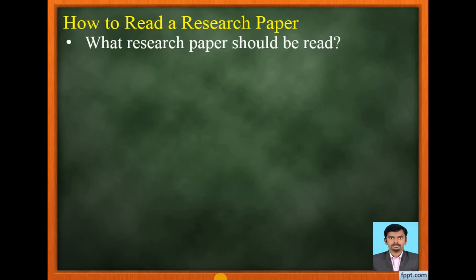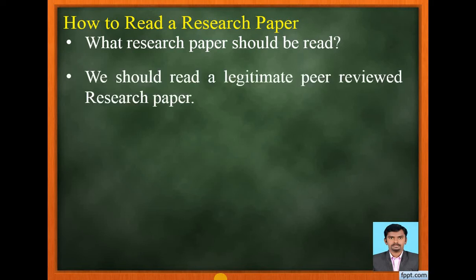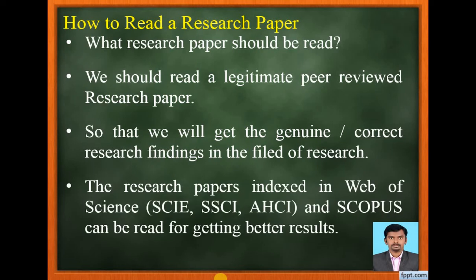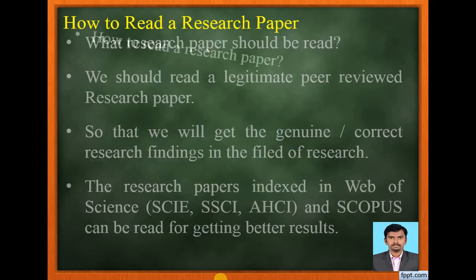What research paper should be read? We can find a lot of research articles on the internet. Can we read all? We should read legitimate peer-reviewed research papers so that we will get the genuine or correct research findings in the field of research. The research papers indexed in Web of Science and Scopus can be read for getting better results. So these indexed articles will be peer-reviewed research articles.